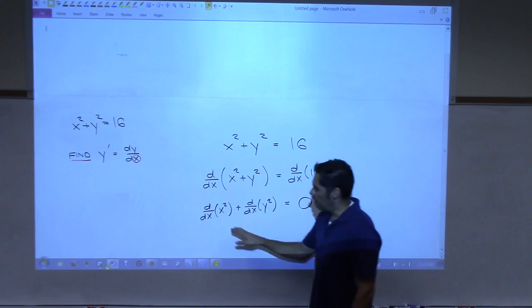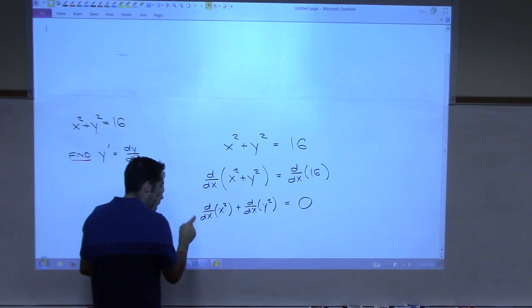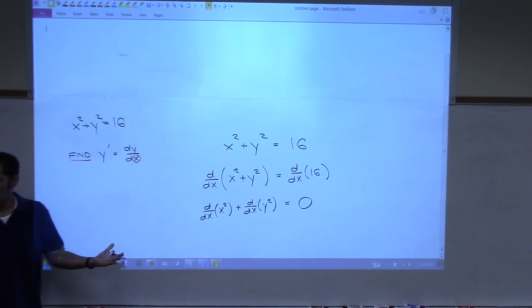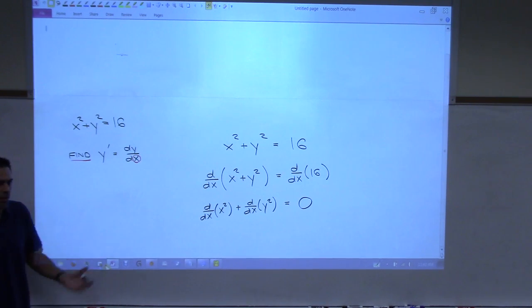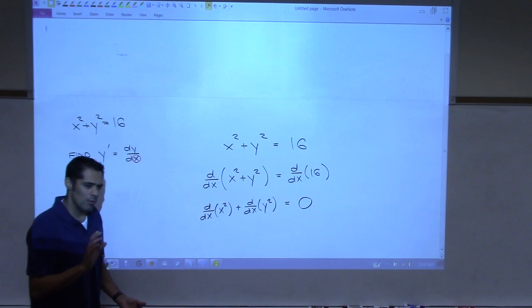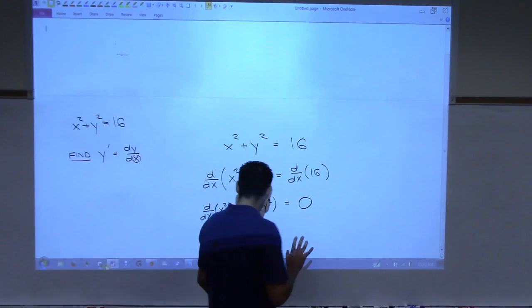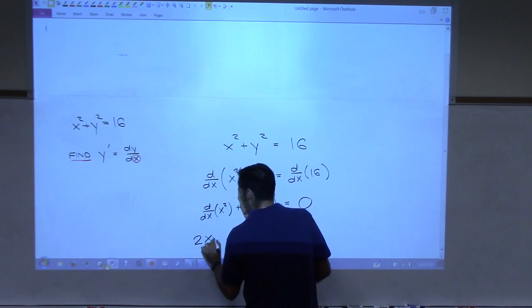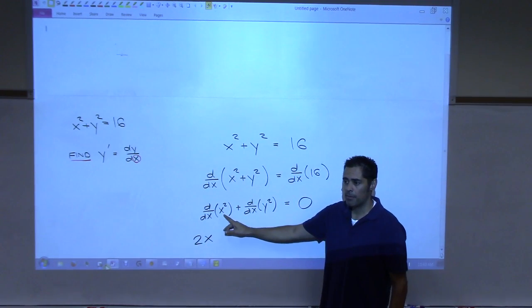Okay, what about this one right here? What is the derivative with respect to x of x squared? 2x, just what you always thought it was, right? I mean, there's no magic happening here. It's 2x. But I want us to pay attention to something. If we do 2x, that would be me applying the power rule to x squared, right?